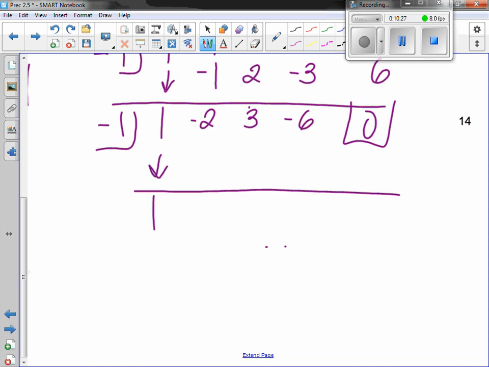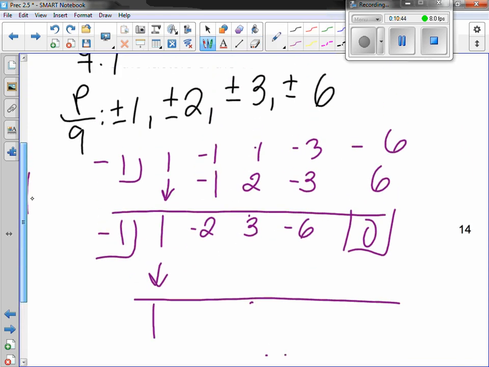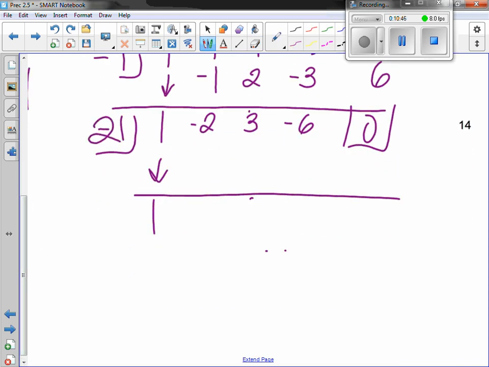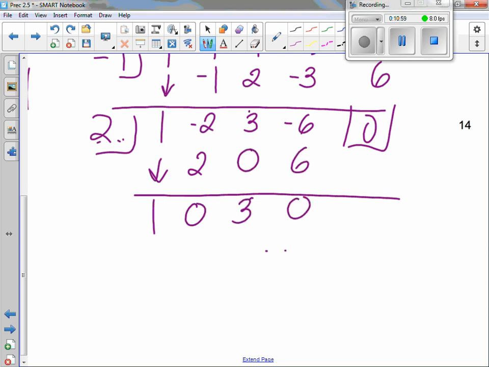Negative 1 times 1. Negative 2 plus negative 1 is negative 3. Okay, negative 1 worked twice. So we can go to positive 2. 1 times 2. Negative 2 plus 2 is 0. 3, 6, 0. Hey, that worked.